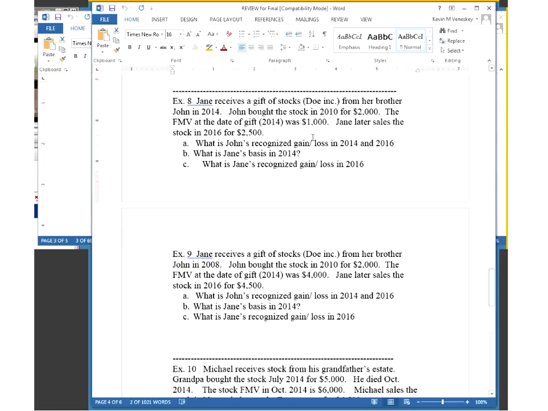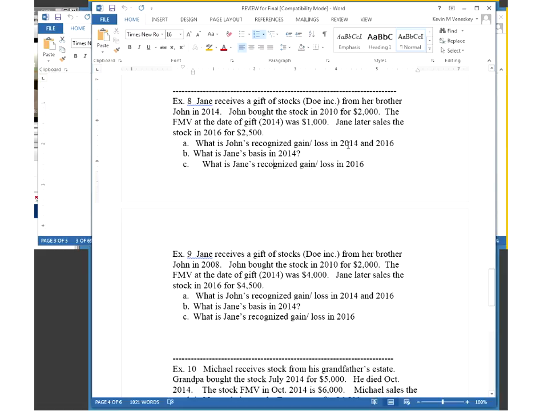Okay, example 8. This is part of the gift part of chapter 7 and 12. Jane receives a gift of stocks from her brother. John bought the stocks over a year ago, so they're considered long-term, for $2,000. So that's John's basis, $2,000. The fair market value on the date of the gift was $1,000, so they went down. Jane actually sells them a couple years later, and they went back up.